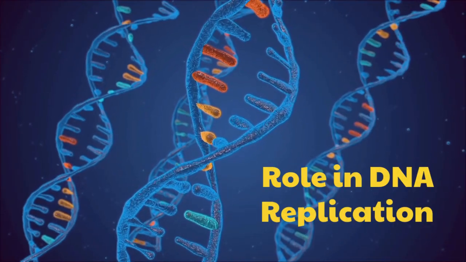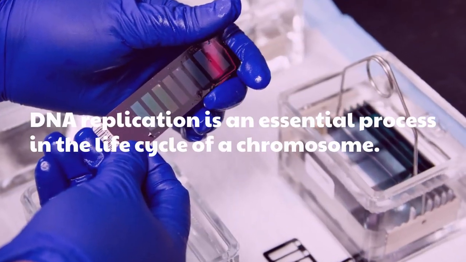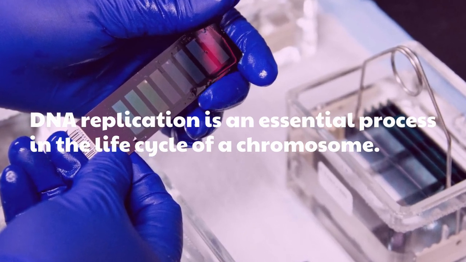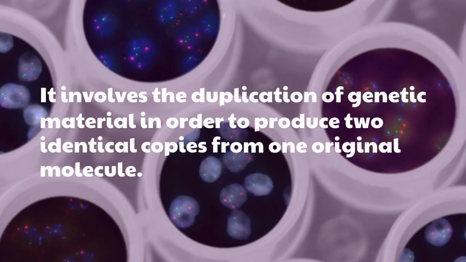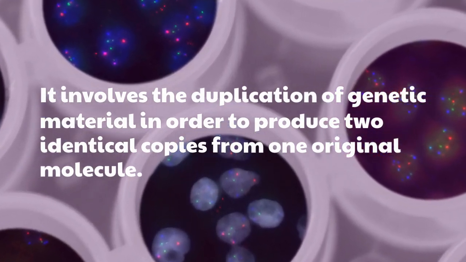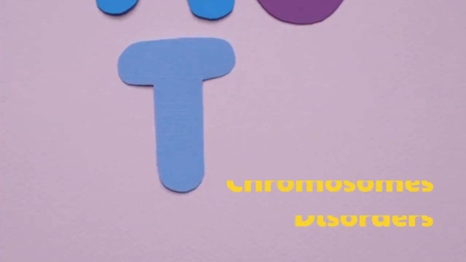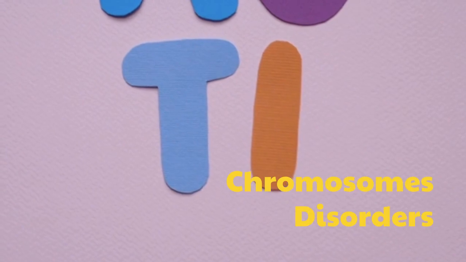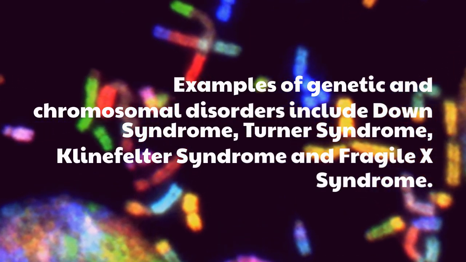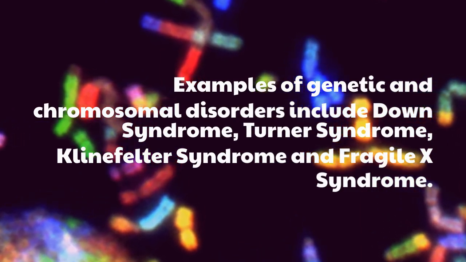Role in DNA replication. DNA replication is an essential process in the life cycle of a chromosome. It involves the duplication of genetic material in order to produce two identical copies from one original molecule. Chromosome disorders. Examples of genetic and chromosomal disorders include Down syndrome, Turner syndrome, Klinefelter syndrome, and Fragile X syndrome.